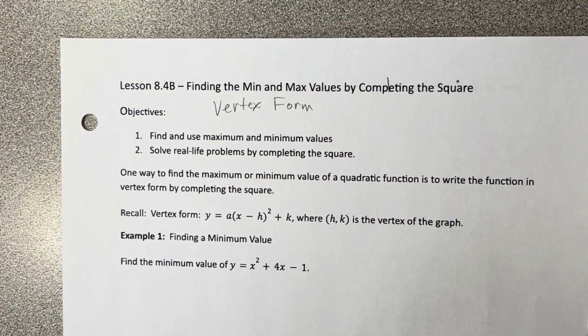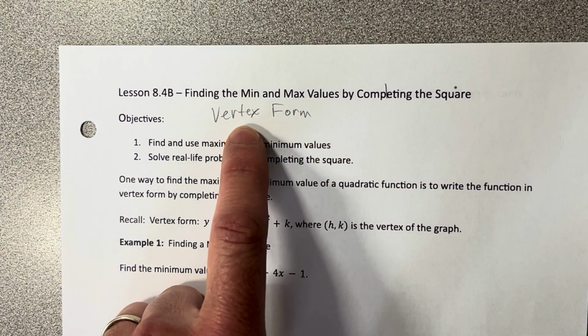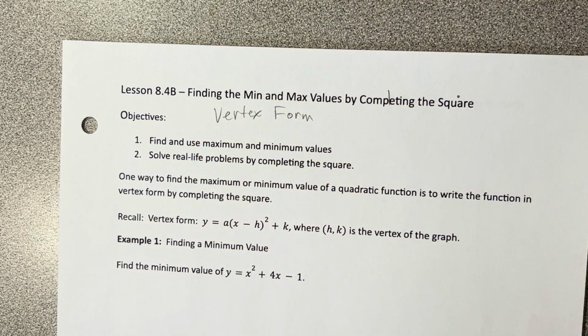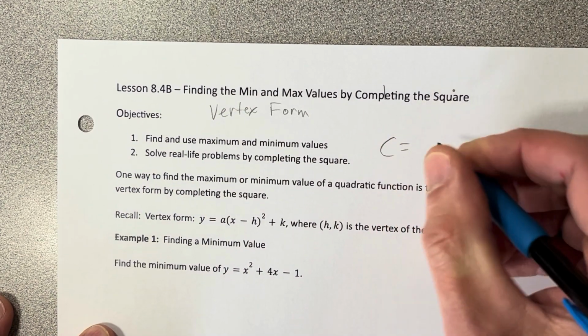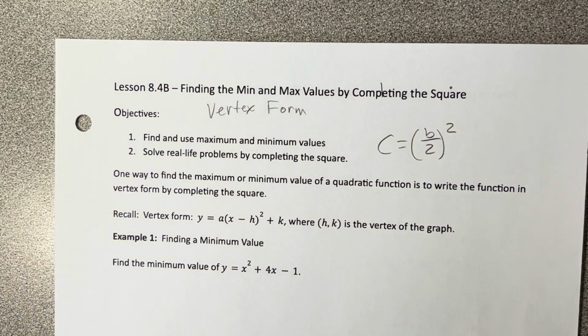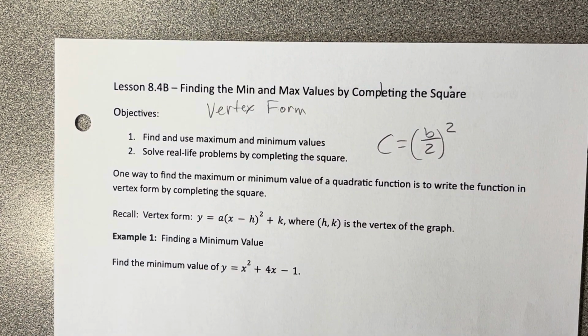Because how we're going to find the minimum and maximum values is by writing an equation in vertex form by completing the square. So we're still going to be getting a new C value. We're going to be taking our B value divided by 2 and then square it. We're going to get a new C value to complete the square.